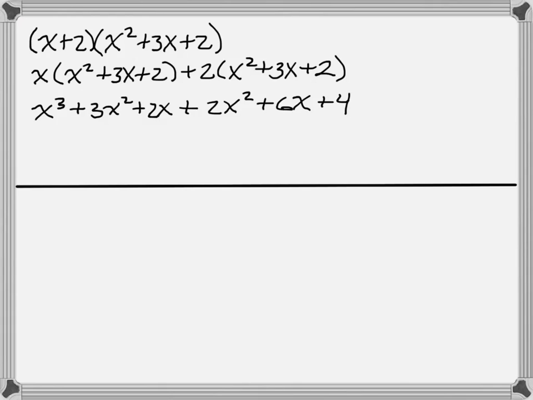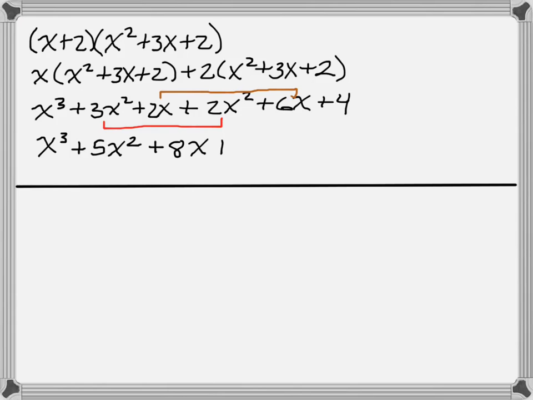So that's all good. Now I've got to collect some like terms. Well, I have 1x cubed, and here are my like terms for the squareds. So that'll give me 5x squared. I look for the x's, so I see 2x and 6x. Add those, you get 8x, and then a 4. And that's what we get.